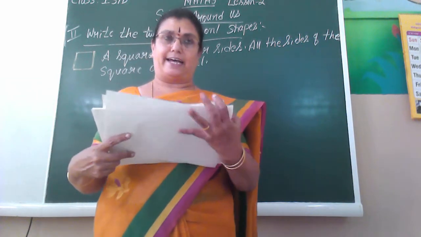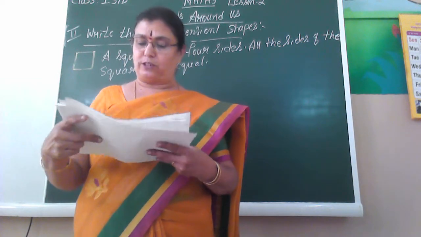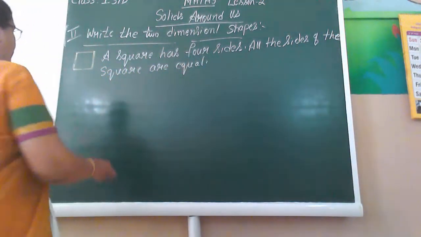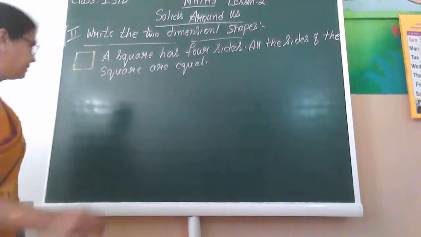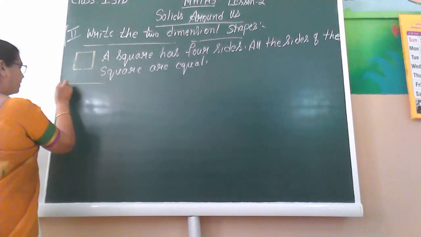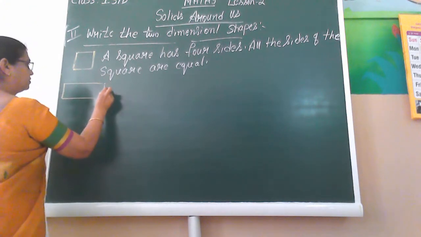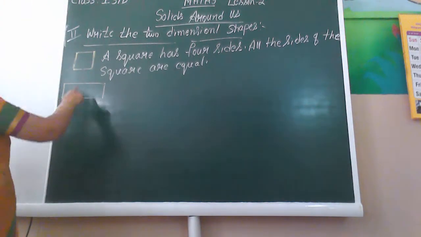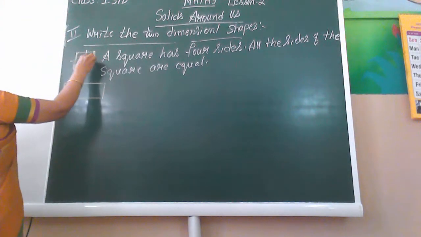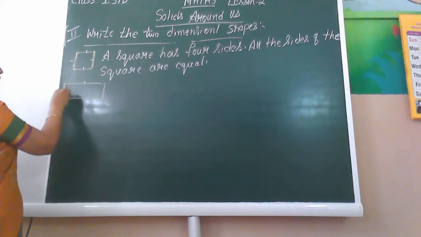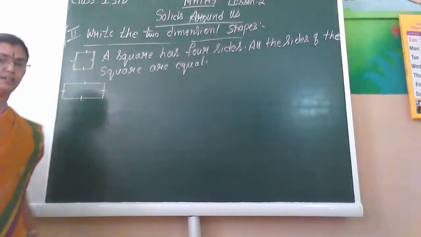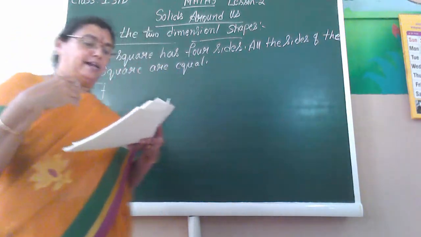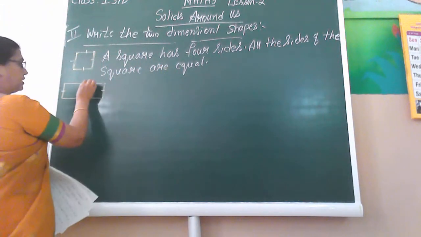Like that only rectangle. A rectangle has 4 sides. The opposite sides are equal. What is this? This is a rectangle. In a rectangle also there are 1, 2, 3, 4 sides. There are 4 sides. Opposite sides of the rectangle are equal. See, these are the opposite sides.